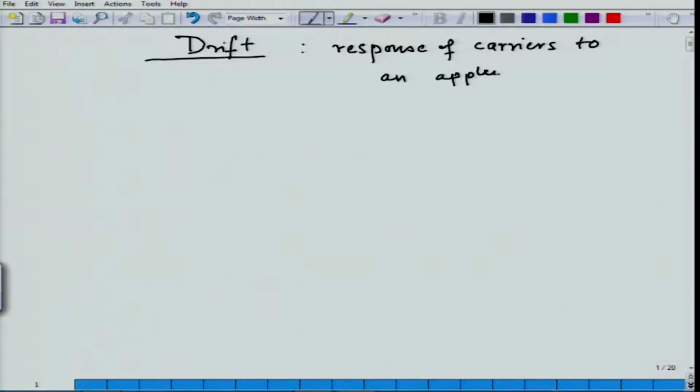As you can see, it is important because we are talking about optoelectronic devices. So, our signal to the device is mainly in terms of an applied voltage, hence we need to know what happens inside the material when we apply a voltage.